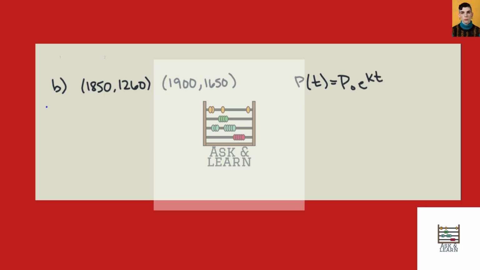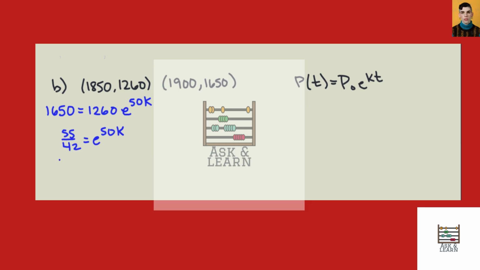So we're substituting 1650 in for P of t, and we're substituting 1260 in for P naught. And this time, again, 50 years has elapsed from 1850 to 1900. So we have e to the 50k. We're solving this for k. So we're going to start by dividing both sides by 1260, and that fraction will reduce to 55 over 42. 55 over 42 equals e to the 50k.